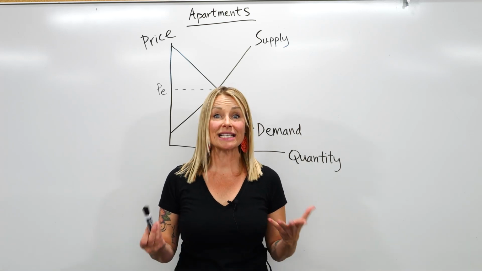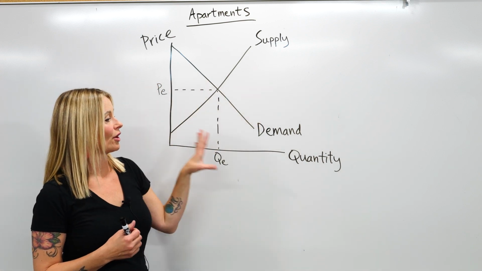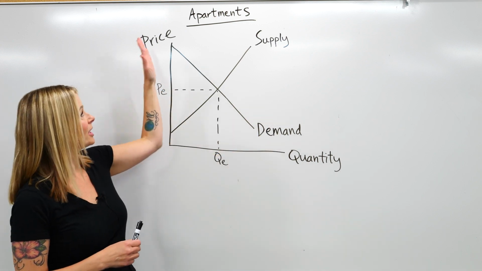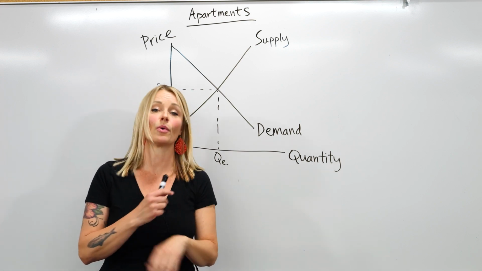Let's talk about price ceilings and price floors. So let's start out with our regular old supply and demand diagram. We've got our quantity, we've got our price. We have an equilibrium price and quantity where they cross, as always.